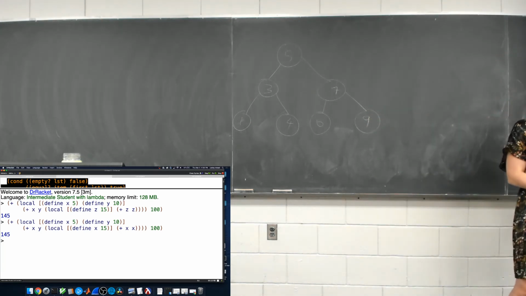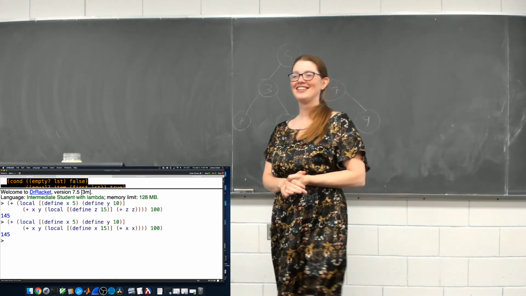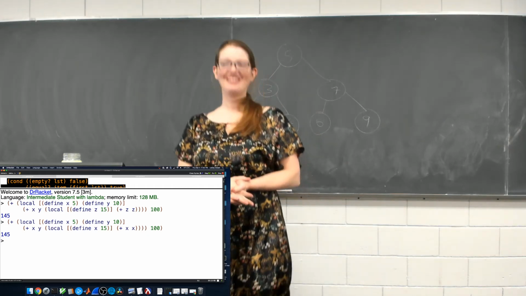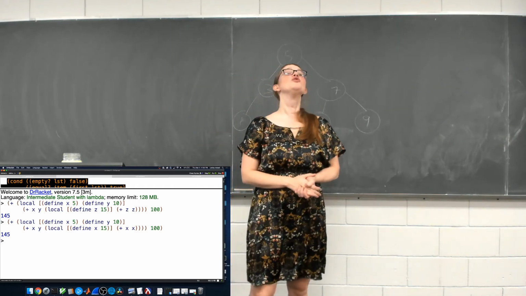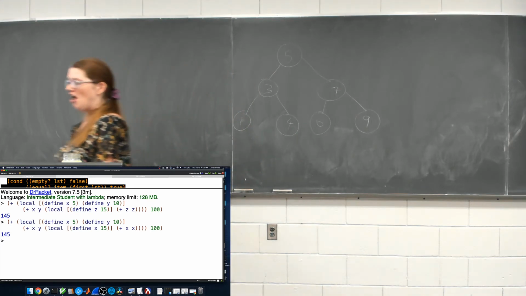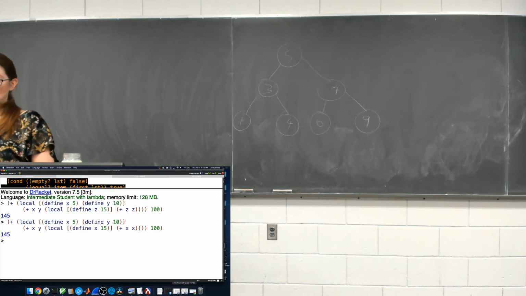All right, so what's going on here? Is it because x is defined only to the body of that local, not to the other? Yes. The word you're actually looking for is called scope. And scope is a big thing in computer science. It's something you have to pay very close attention to.